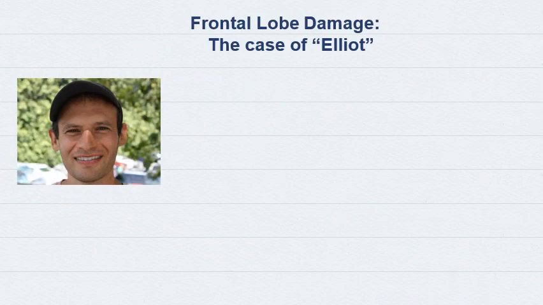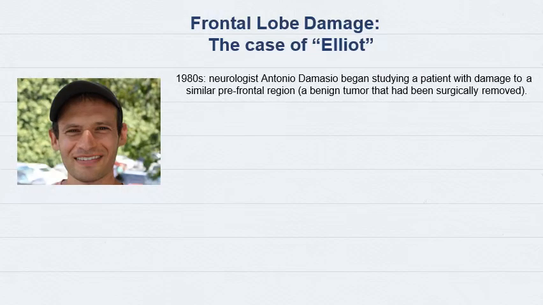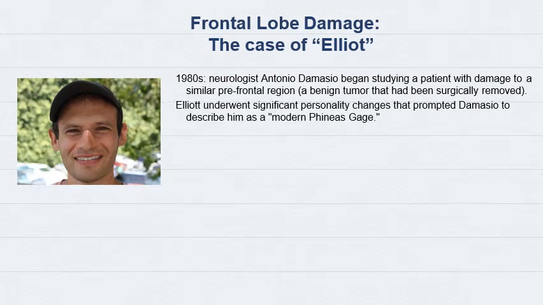Okay, so now we will be talking about the case of Elliot, which is a frontal lobe damage. So in the 1980s, neurologist Antonio Damasio began studying a patient with damage to a similar prefrontal region. This person has a benign tumor, no? So tinanggal nila yon. And this benign tumor is very large, kaya siya ay nabansagan na modern Phineas Gage. So Elliot underwent significant personal changes that prompted Damasio to describe him as such, no? Since nung tinanggal yung big tumor na yun sa kanya, binigyan siya ng bansag na modern Phineas Gage kasi nakita nila na may effect sa kanya yung specific hole na pinanggalingan ng kanyang tumor.